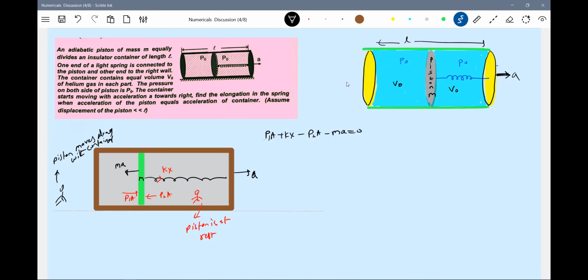He's asking for the elongation. So what will the length of this be? L by 2 plus X. This length will become L by 2 plus X. What about the length of this? L by 2 minus X.